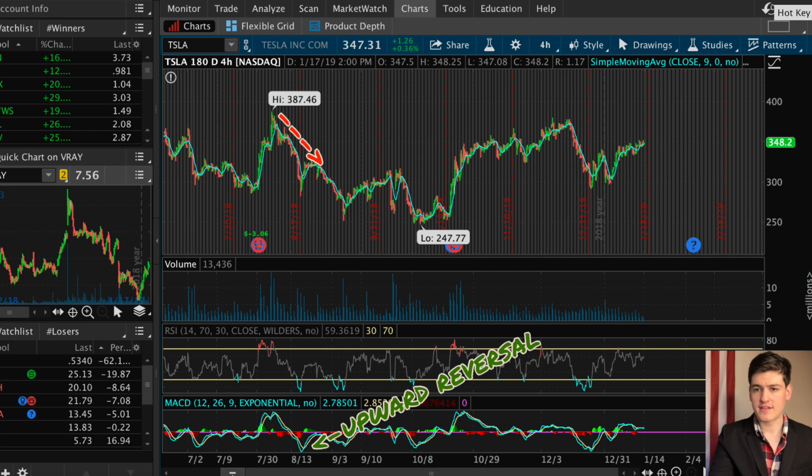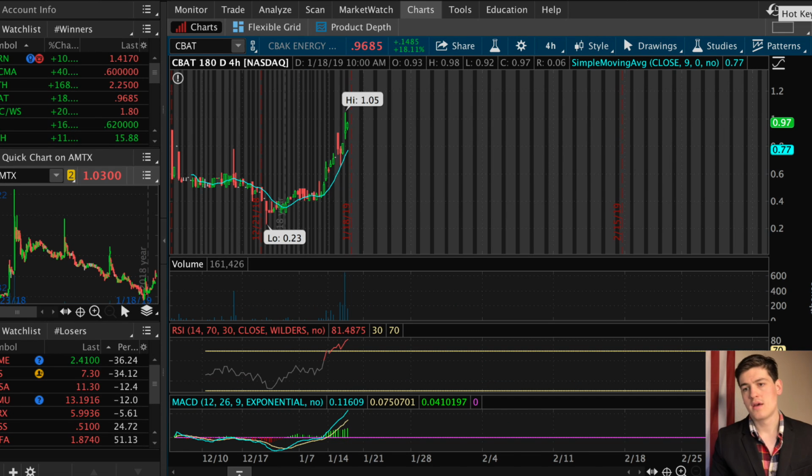Okay, so the next example I'm going to give you is with CBAT. CBAT has been trading higher so far this year, but let's take a look for some of their early indications of this on the MACD. So if you look at the very bottom of the reversal, you could see the blue MACD line crossing over the yellow signal line, and then that's when we started seeing positive momentum.